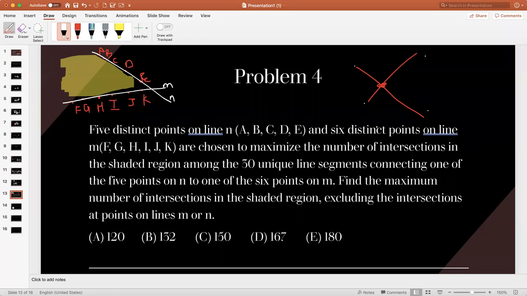Okay, I'll start explaining this question. In this question, we have five dots on one line and six dots on the other line. To create an intersection in this highlighted region, of those five dots on this line, we pick two of them. So we have five choose two on that line. And then on the other line, we have six dots, and of those six dots, we choose two of them.